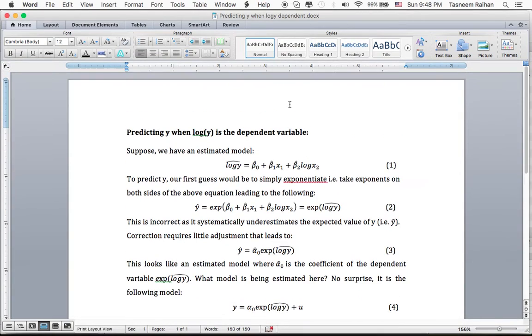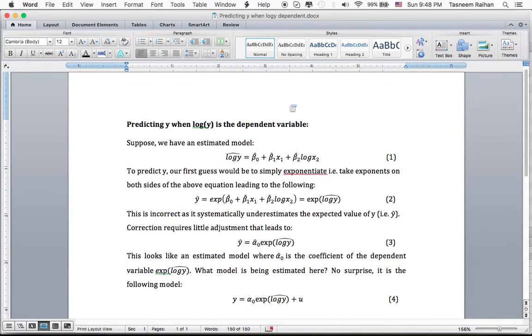So suppose we have an estimated model like this. We have the predicted value on the left hand side: log y hat equals beta naught hat plus beta 1 hat times x1 plus beta 2 hat times log x2. We could also have a log before x1. I deliberately included log here just to make a point that it doesn't matter if we have log before the independent variables or not, if we want to predict y.